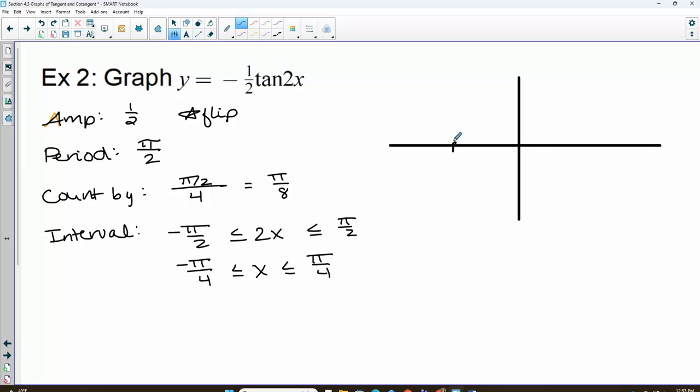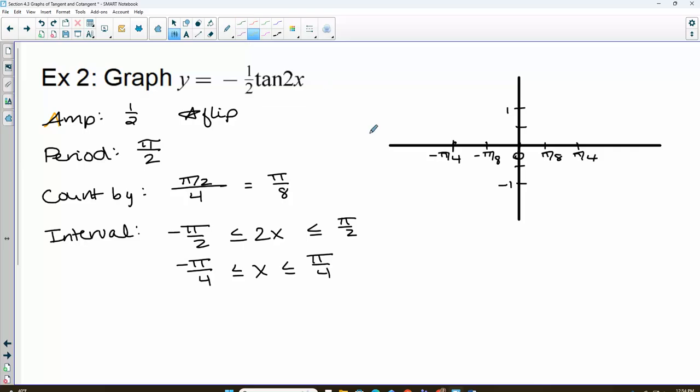Alright, so my first point will be at negative pi over 4. If I add pi over 8, negative 1/4 plus 1/8, negative pi over 8, plus pi over 8 is 0, plus pi over 8 is pi over 8, plus pi over 8 is 2 pi over 8, or pi over 4. Amplitude is 1/2.